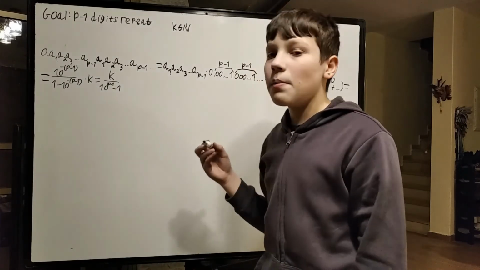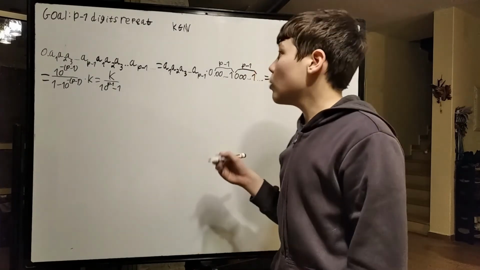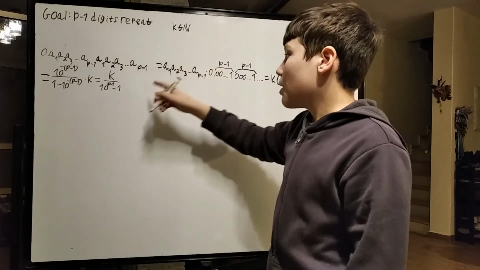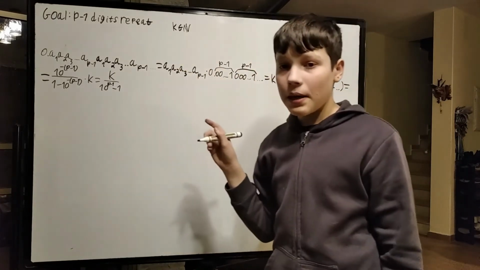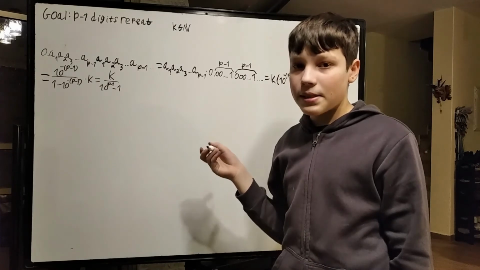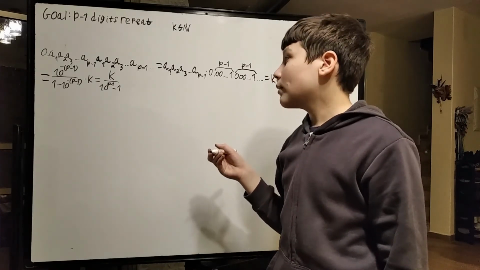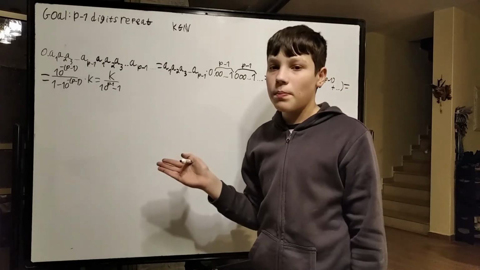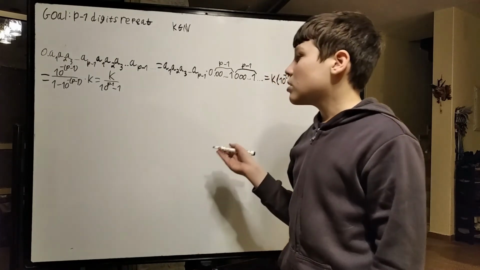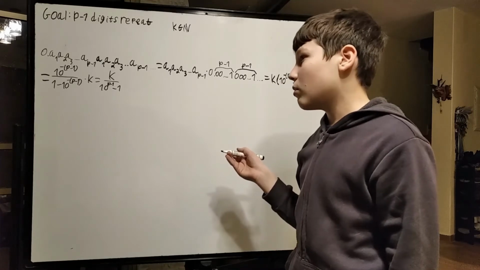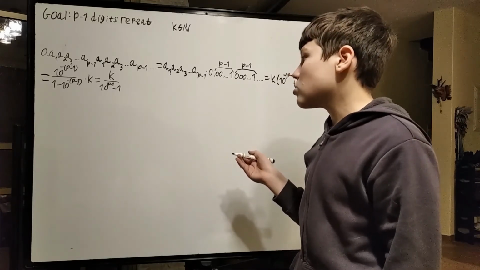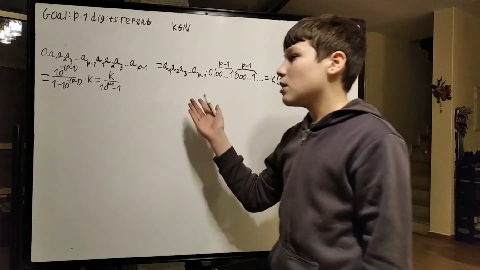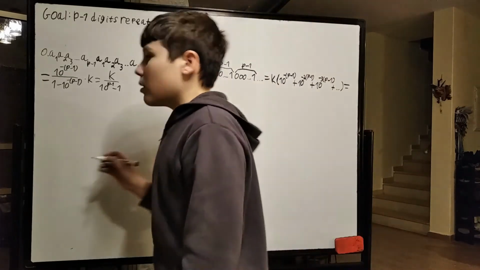Now, if we can somehow show that with k being a natural number, this can equal 1 over p, then we're basically done. We've shown that a number with p minus 1 digits repeating can equal, and does equal, 1 over p.